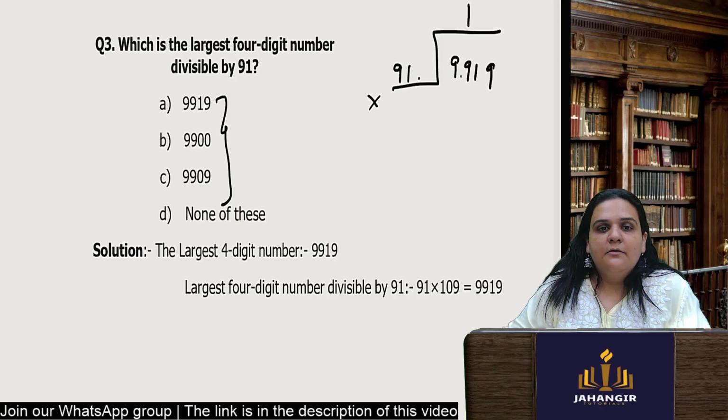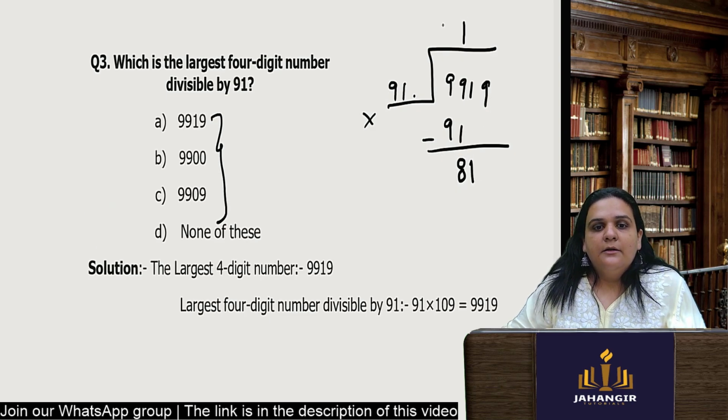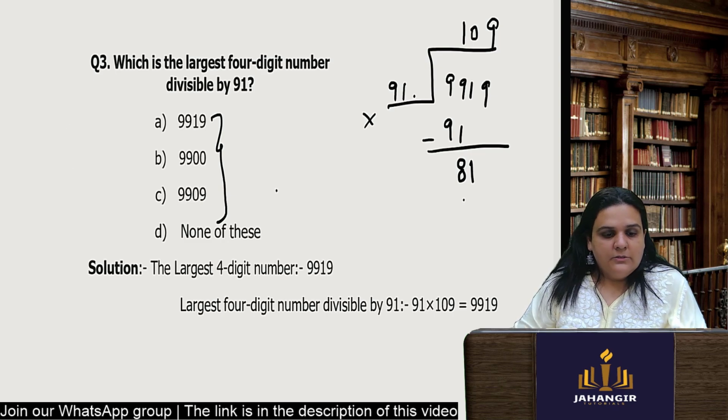Okay, so 91 ones are 91. 9 minus 1 is 8. Carry this 1 over here. So here I will put a 0. 8 I cannot divide by 91, so I put a 0 and carry down the 1. 81. Now 91 by 9, 9 nines are, no, one minute. Sorry, this is going wrong.